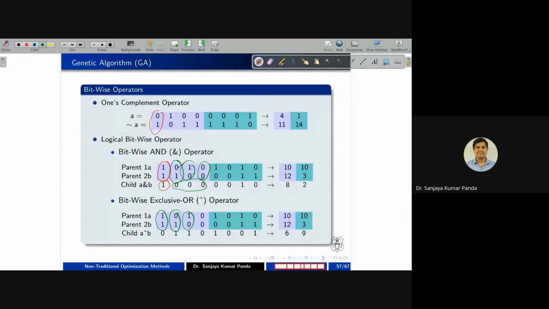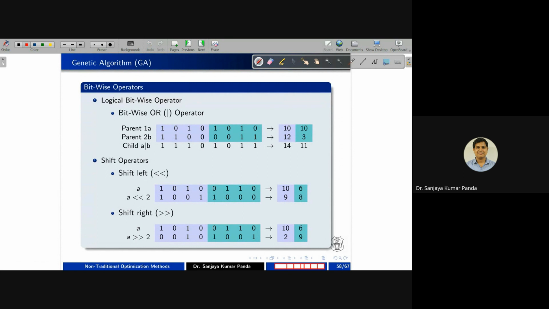In the exclusive OR case, in the 1, 1 case and 0, 0 case, you will get the value 0. And if there is an alternate bit, just like 0, 1 or 1, 0, in that case you will get the value 1. So you can see here, this is 0, 1, just changing a bit in both parents. So output is 1. 1, 0 case also it is 1. But if both bits are the same, then the output is 0. Here also both bits are the same, that's why output is 0. So these operators also can be applied for doing mutation.